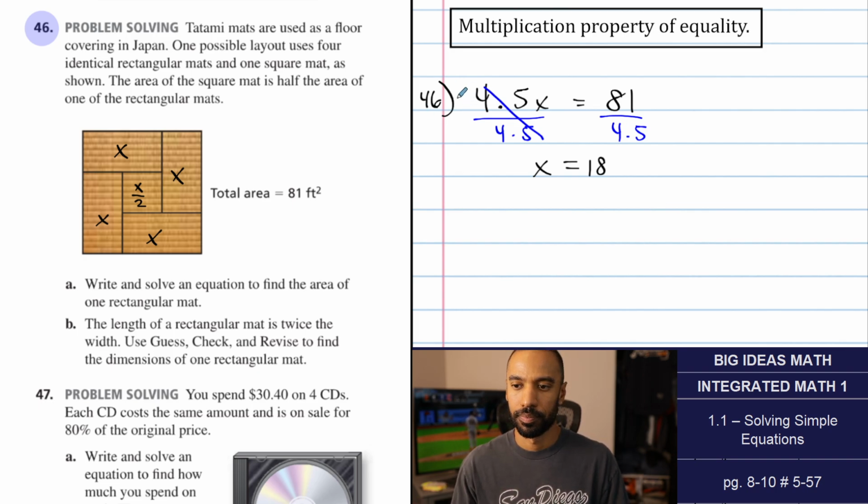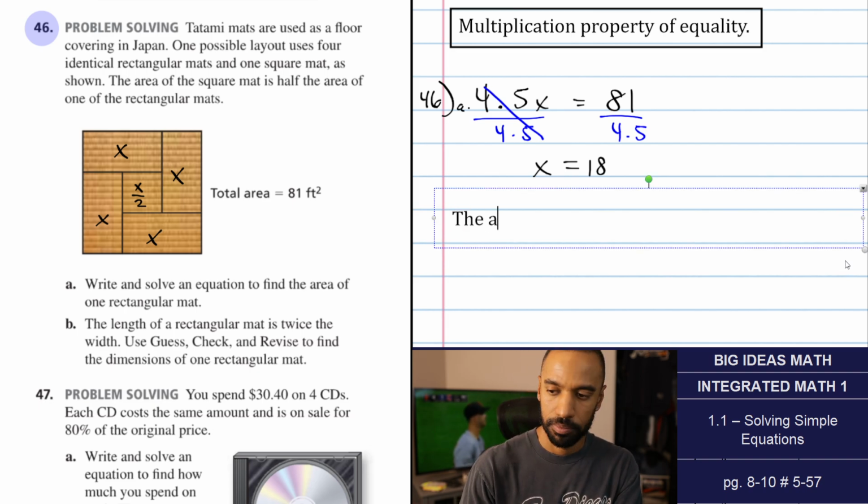So part A, write and solve an equation for the area of one rectangular mat. The area of one rectangular mat is 18 square feet.